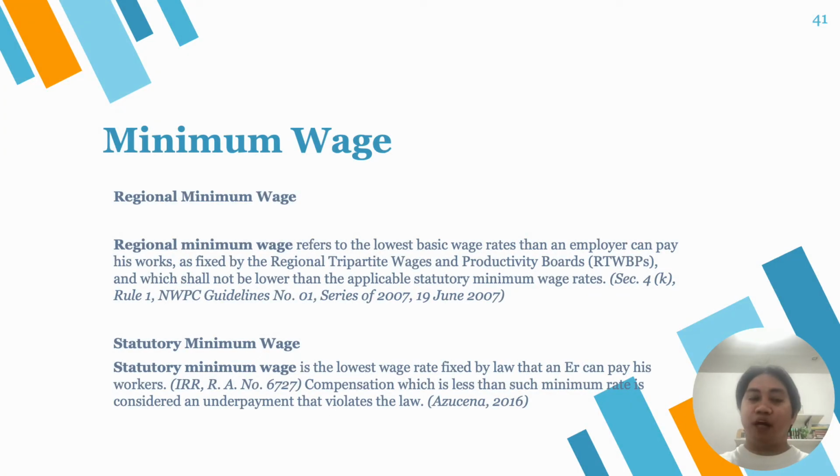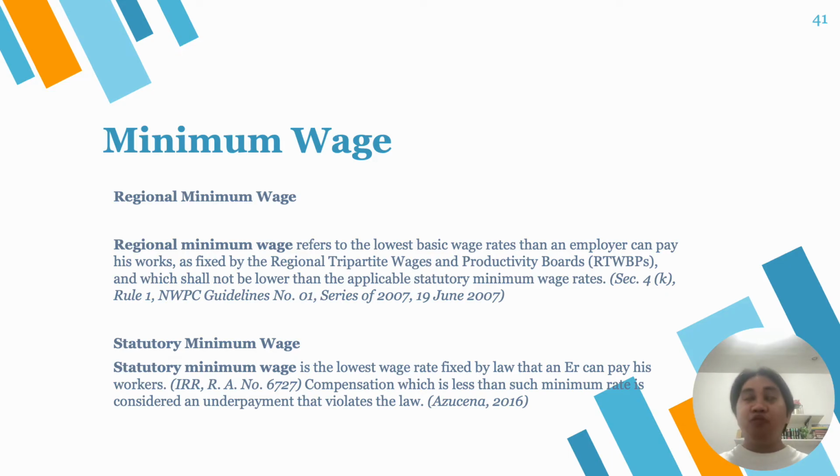Now we have arrived in the topic on minimum wage. So we have 2 types of minimum wages under the labor code, and the other one is statutory one, which is another law. The statutory one or the statutory minimum wage is actually the lowest wage that has been fixed by law that an employer can pay his workers. The compensation, which is less than the minimum wage rate as provided under the law, the statutory minimum wage, is considered an underpayment, which is a violation of the law.